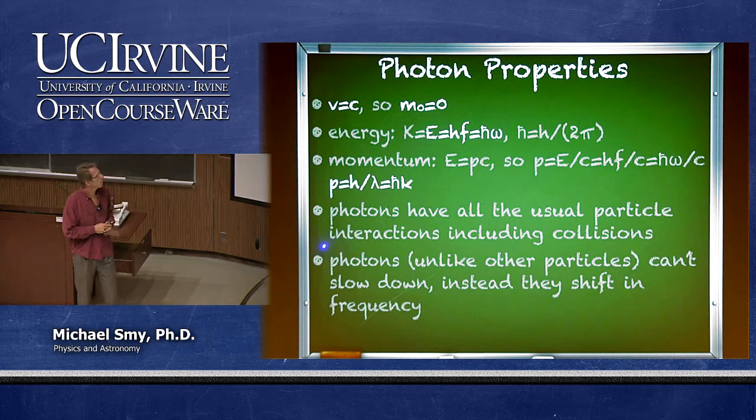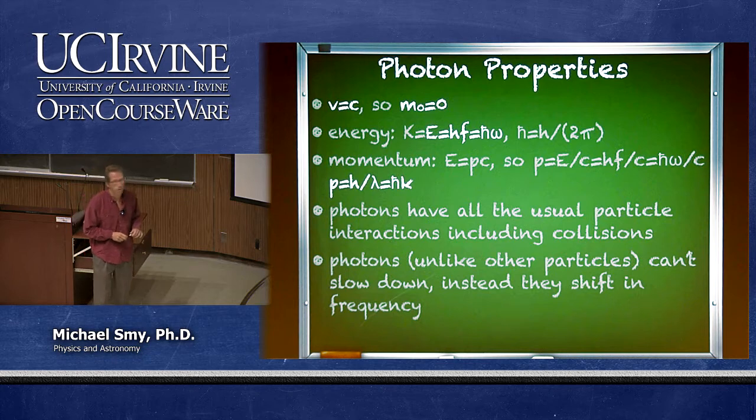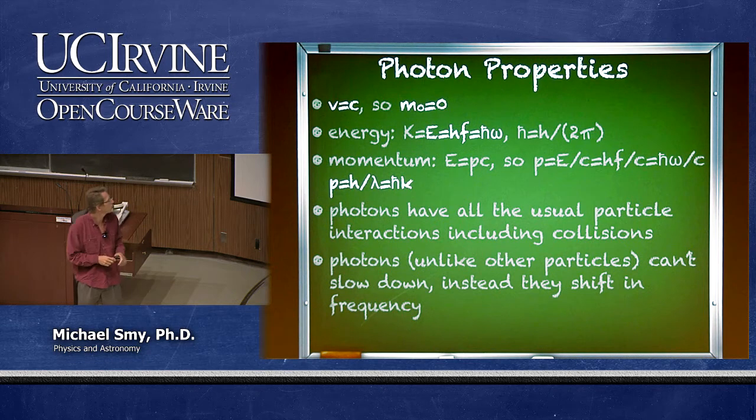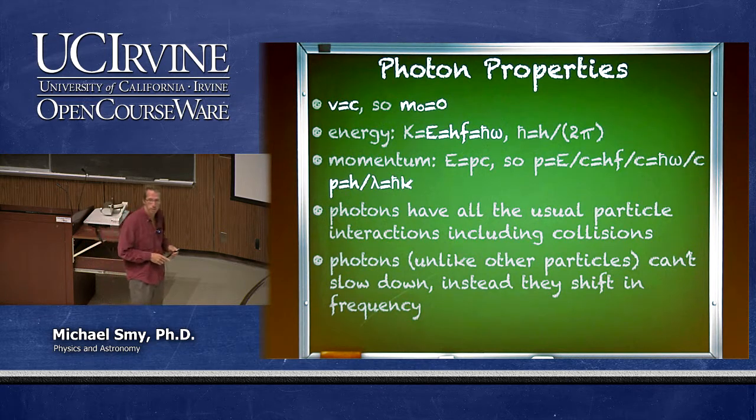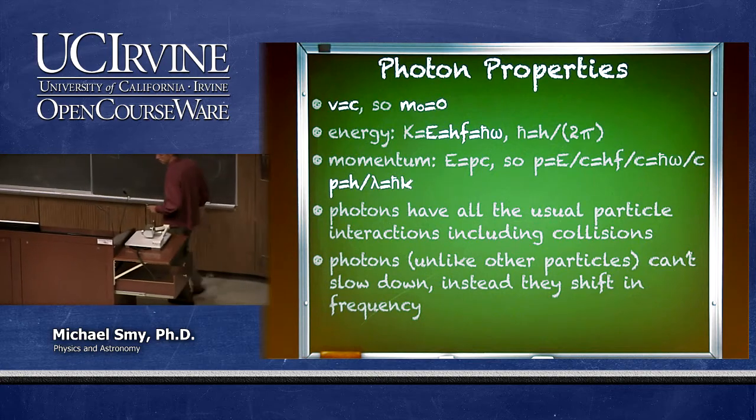And photons have all the usual particle interactions, including collisions. So you can collide photons with other particles. However, unlike other particles, photons can't be slowed down. If they lose energy, they just shift in frequency, but they still move at the speed of light.